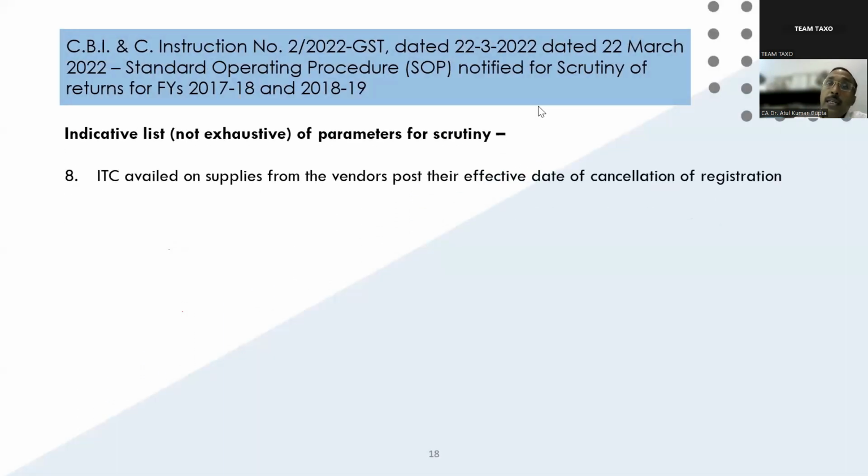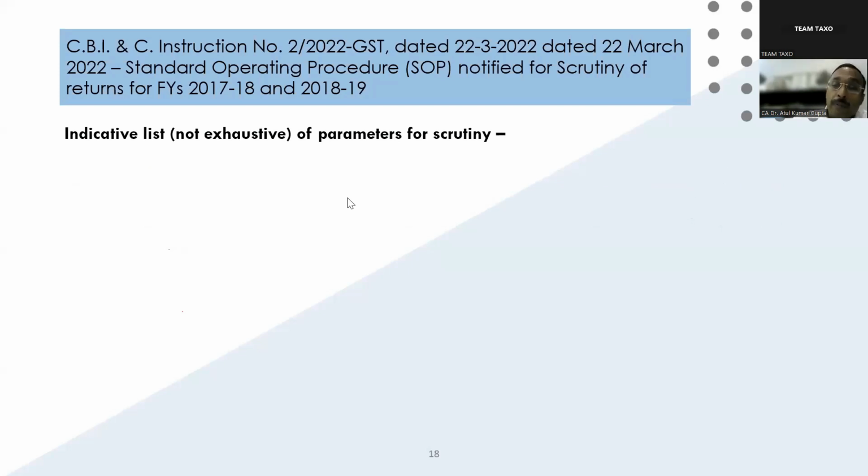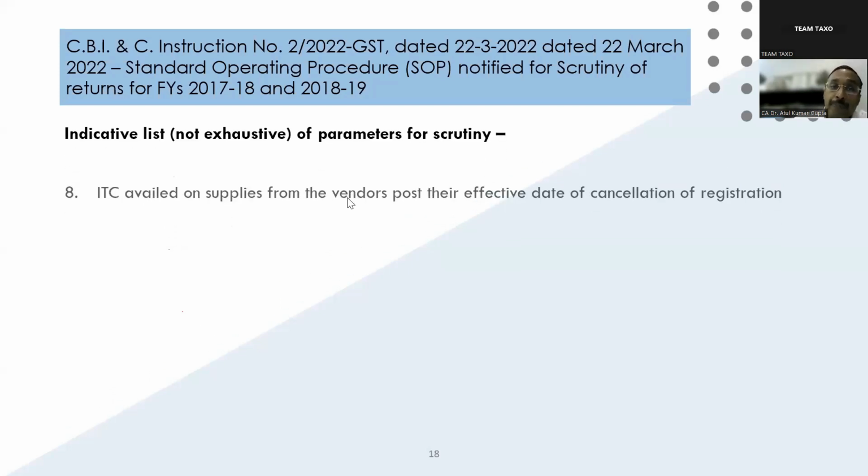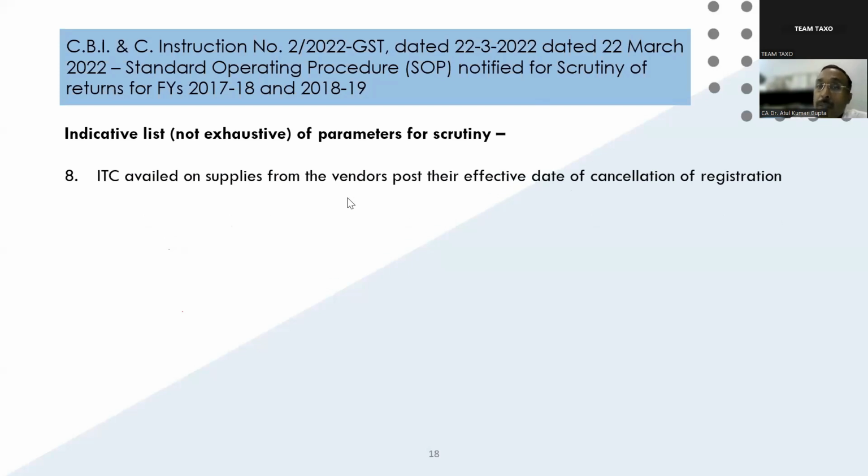Then, my dear friend, as I mentioned, the point as far as the ITC is concerned: ITC availed on the supply wherein the vendor's registration is cancelled with effect from a date earlier than the supply, meaning that you purchased in 2019 from somebody and his registration got cancelled with a retrospective date of 1st of July 2017. Then, my dear friends, it's very, very important that we do a due diligence.